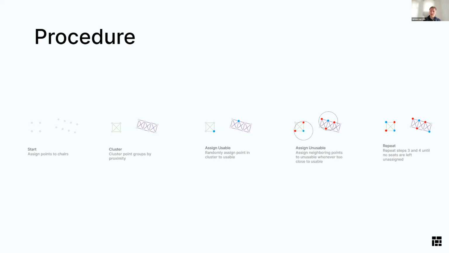And then the next step is to say, okay, because this one is now usable, I'm going to look into a certain radius of neighboring points, and I'm going to assign these as unusable. And I'm going to repeat that process until there are no seats in my cluster left unassigned. If you do that multiple times, you can very quickly get a good estimation of chairs which you want to assign to be seated, and chairs which you cannot use. This was quite an easy way of using, in this case, the DBSCAN algorithm, a density-based clustering algorithm, practically in an application for architectural design.